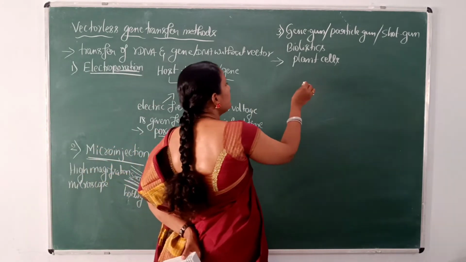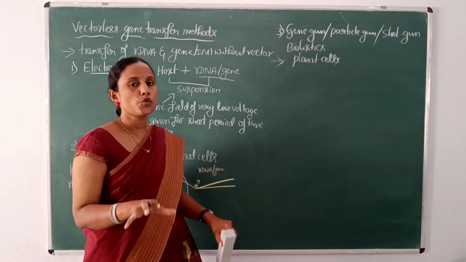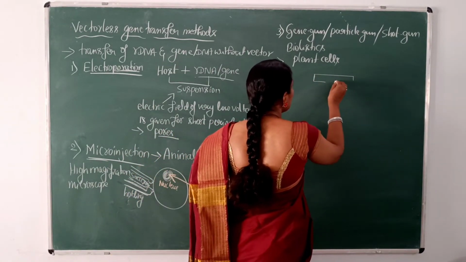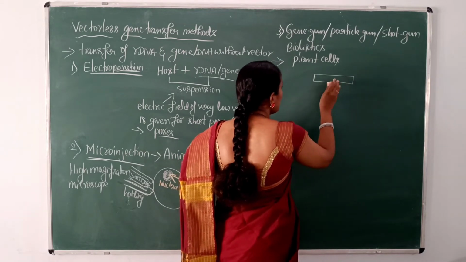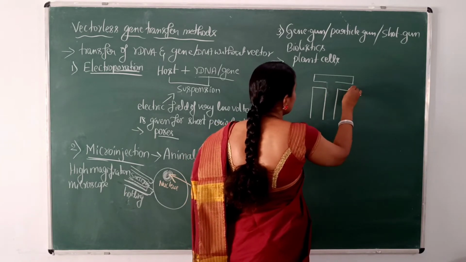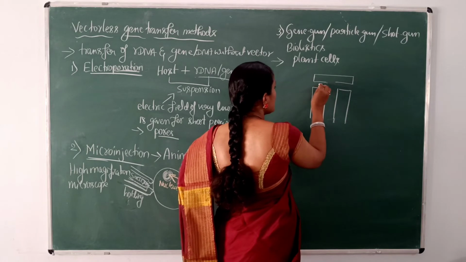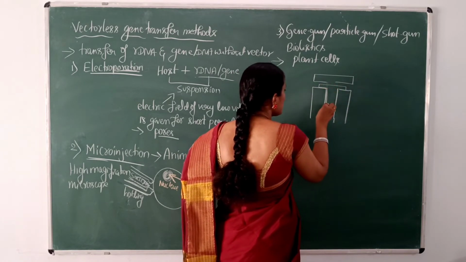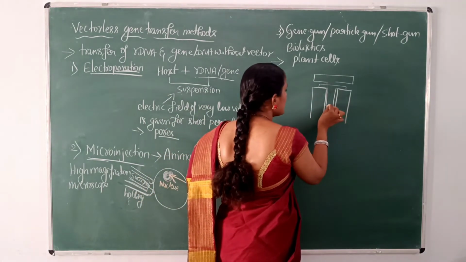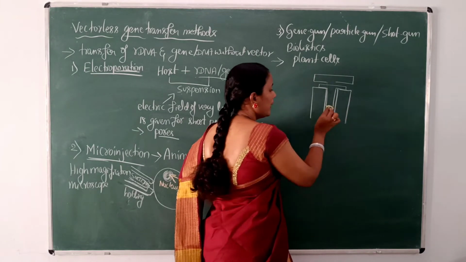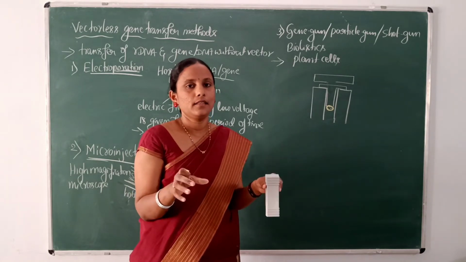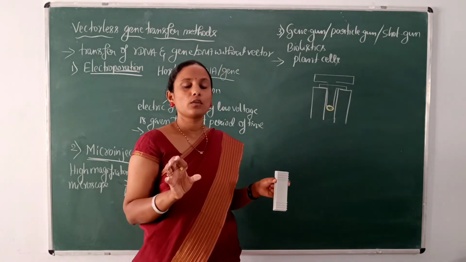So here, the gene gun is an instrument which has a chamber for the collection of the recombinant DNA or the gene of our interest. Okay, so here like this. This is the holding panel where we can load the gene of our interest. But not only the gene of our interest is loaded, that is not what happens.